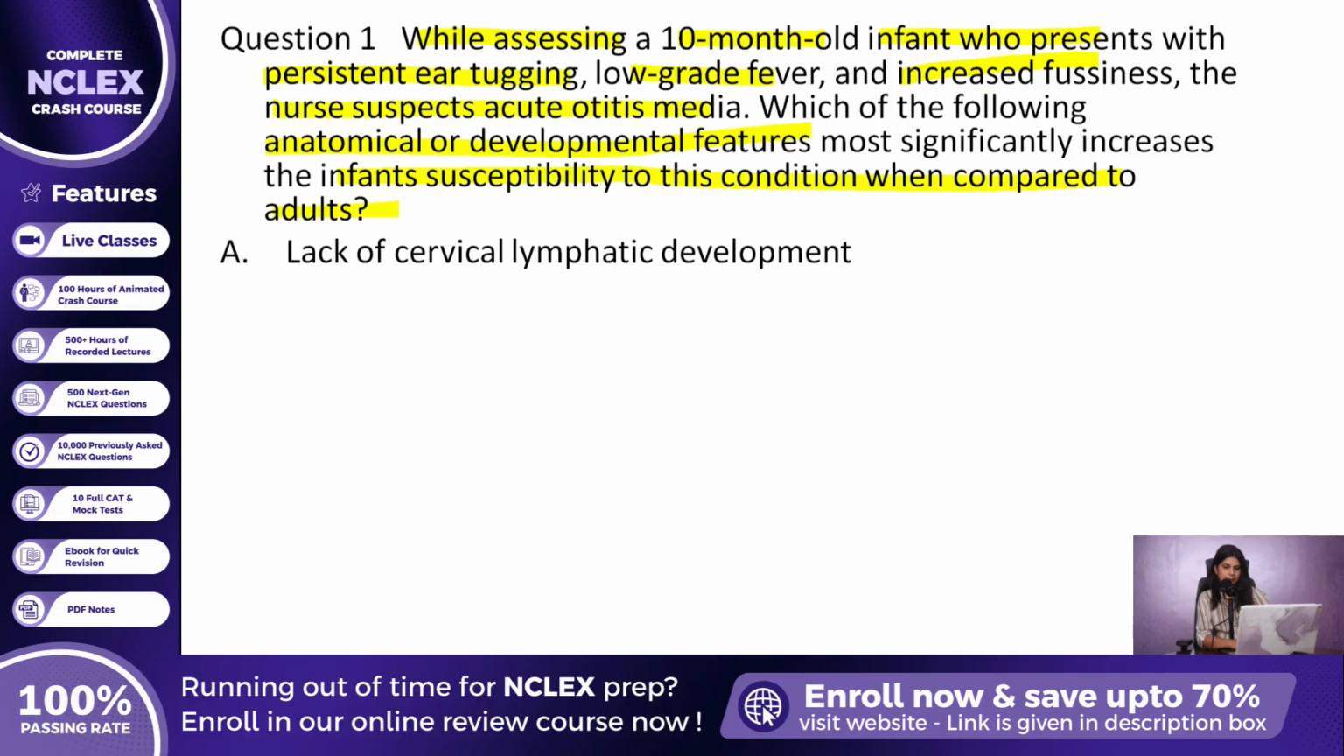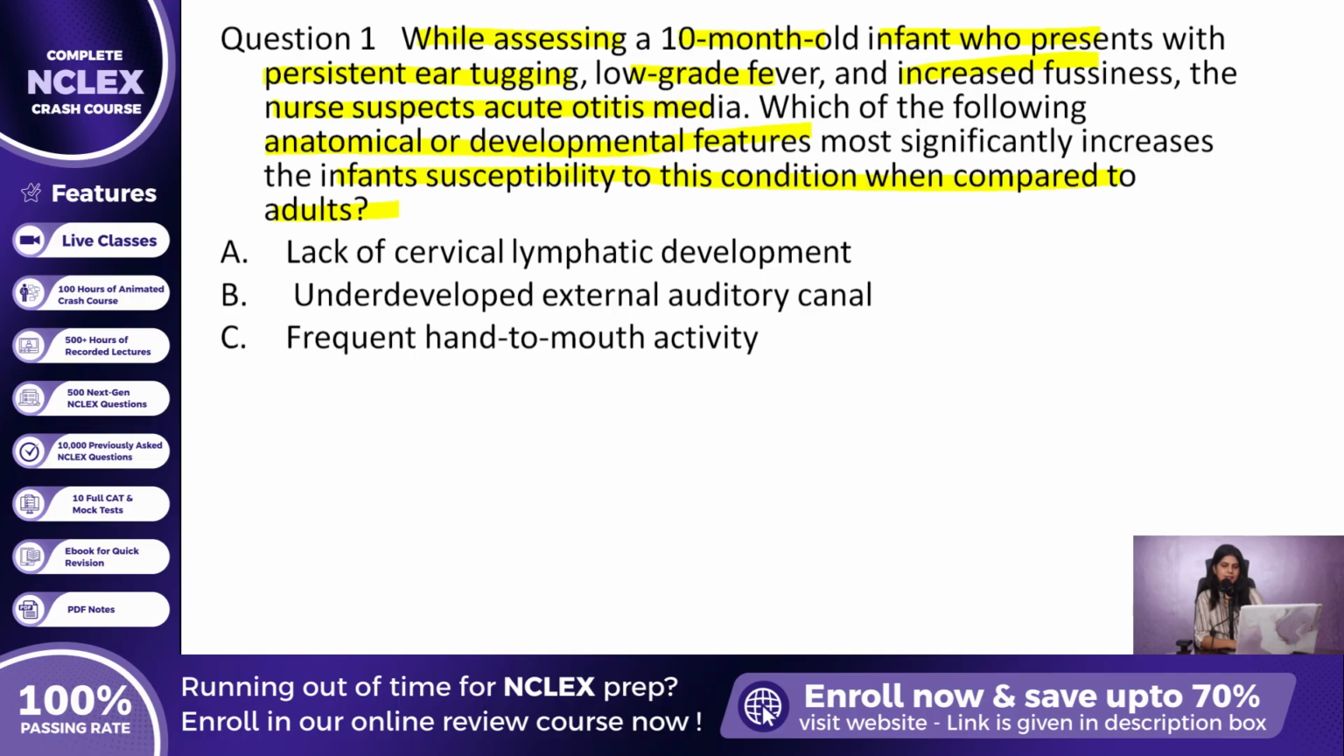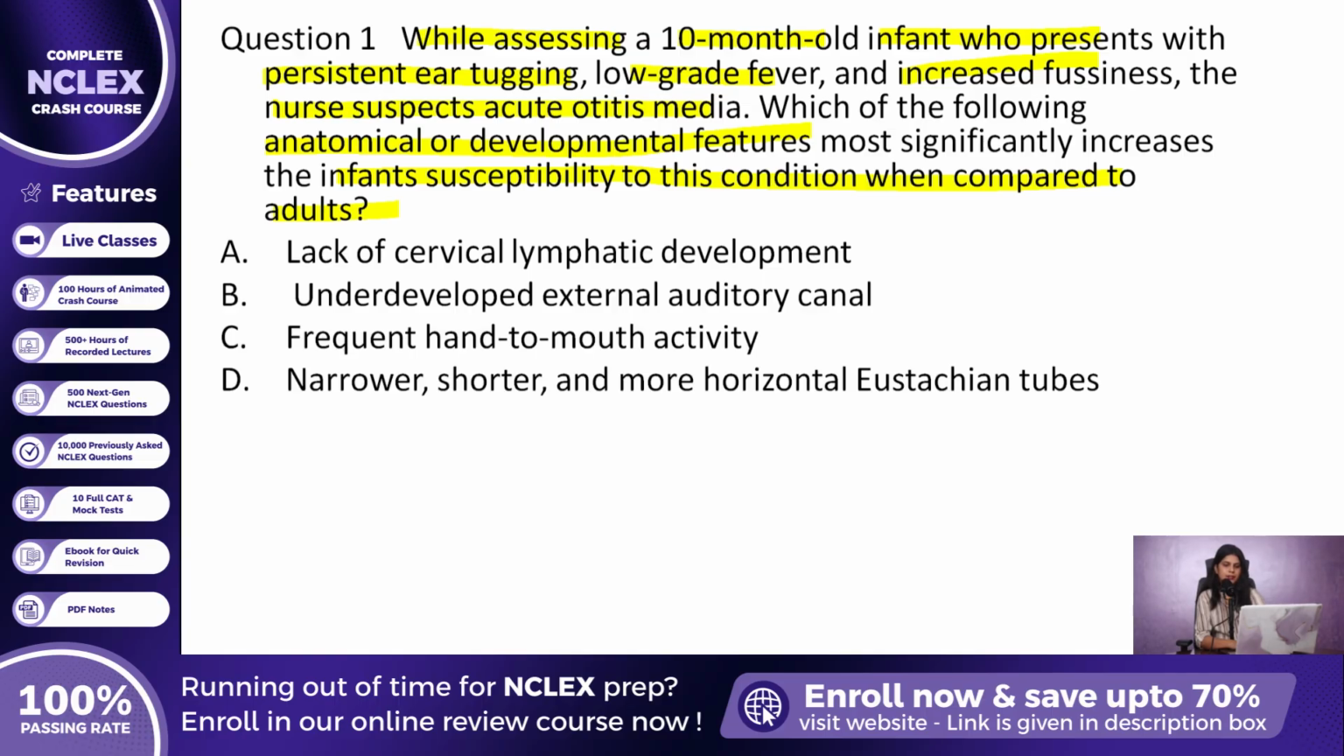Now, let us walk through each of the answer choices carefully and see which one makes the most clinical sense. Option A, lack of cervical lymphatic development. Option B, underdeveloped external auditory canal. Option C, frequent hand-to-mouth activity. Option D, narrower, shorter, and more horizontal eustachian tubes. Now here is where we critically think through the correct answer. The correct response is option D, narrower, shorter, and more horizontal eustachian tubes.